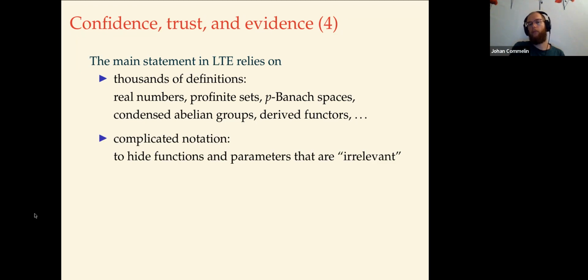And the main statement also relies on pretty complicated notation to hide several functions and parameters that are completely irrelevant. Like you wouldn't write them down on paper. You might be applying a functor to certain objects, but to apply a functor to certain objects, you need to turn it into a function on objects, and to turn a functor into a function, you need to apply a function to the functor, etc. It quickly becomes annoying and complicated, and so you use notation to hide that.